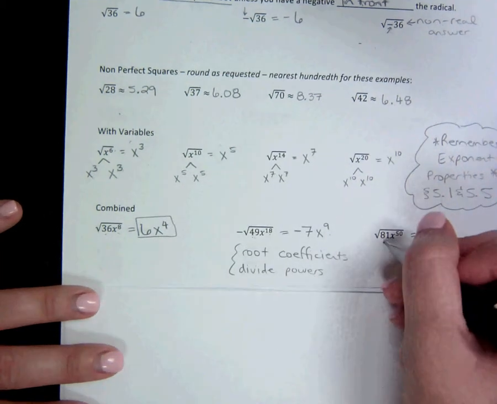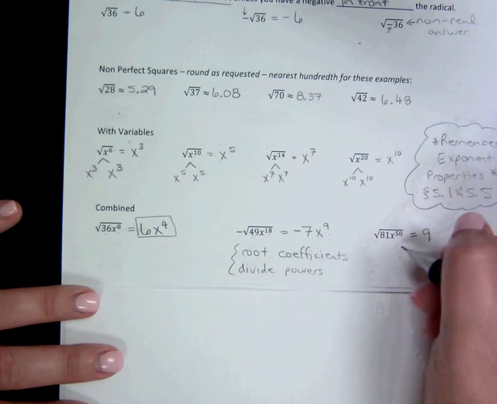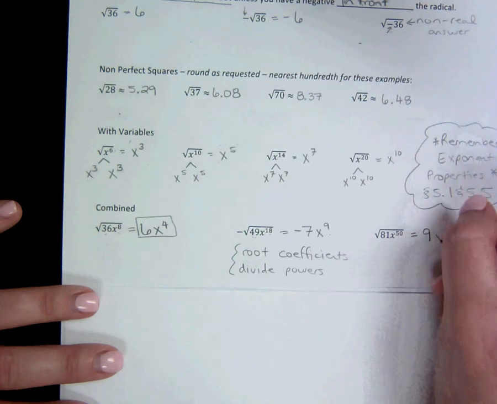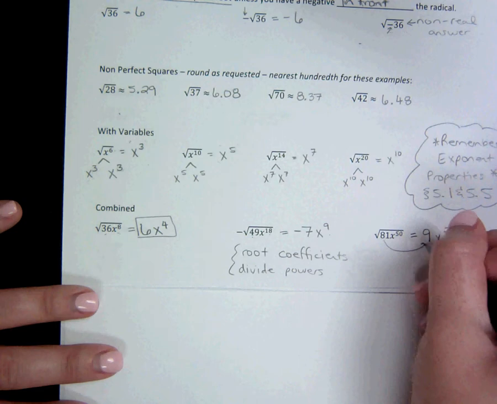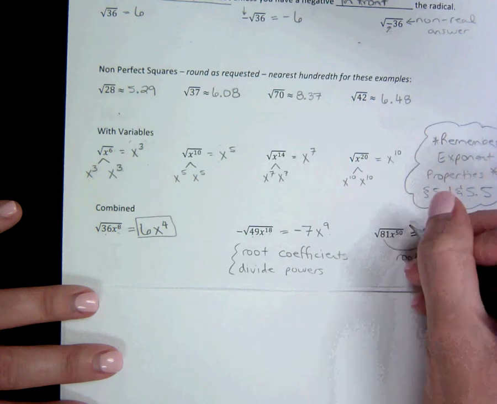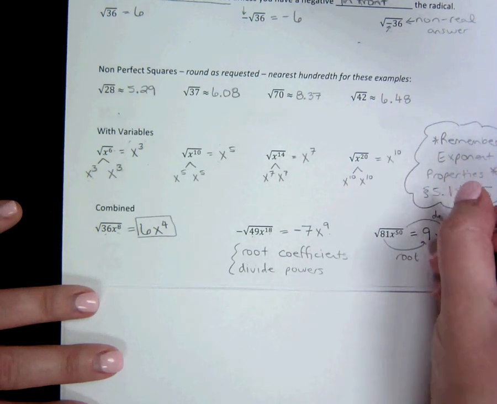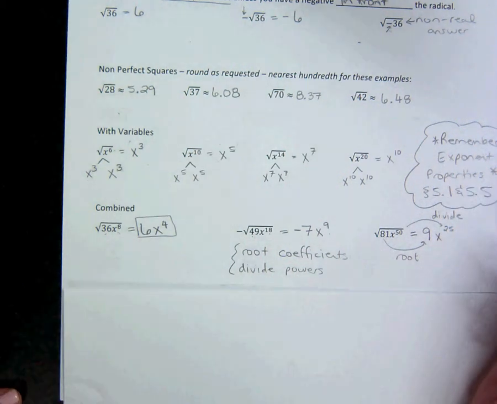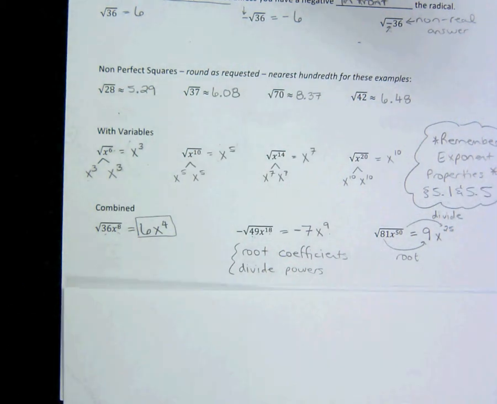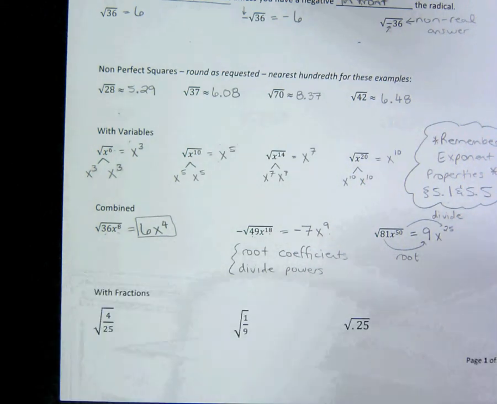So let's look at this again. The square root of 81 is 9. The square root of x to the 50th is x to the 25th. So we're taking the root and then we're dividing. So two separate operations. And again, we'll look at some more combined problems as we go along.